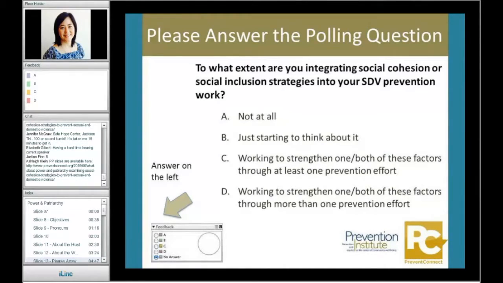So you can just, in the bottom left hand of your corner, type your answers, and I'm going to share those on the screen. And hopefully everyone will be able to see those.